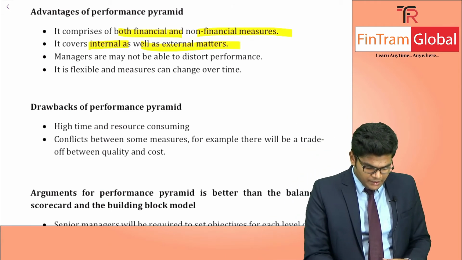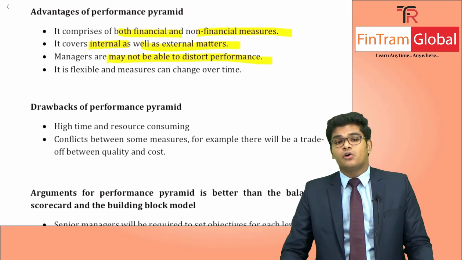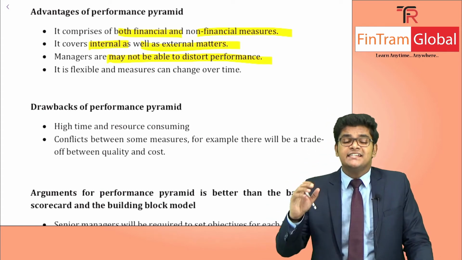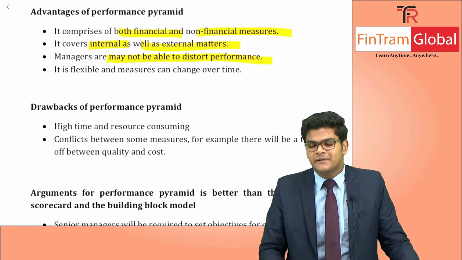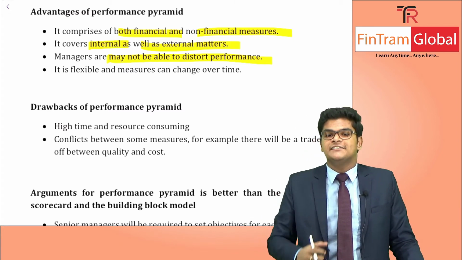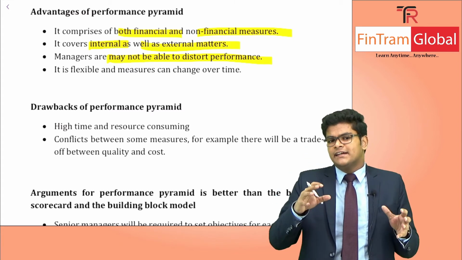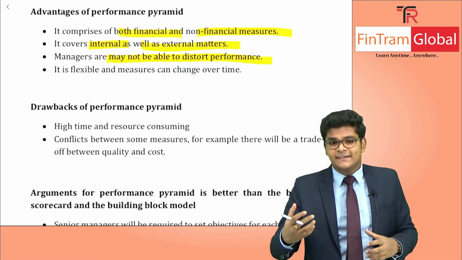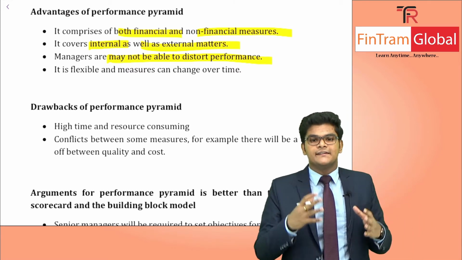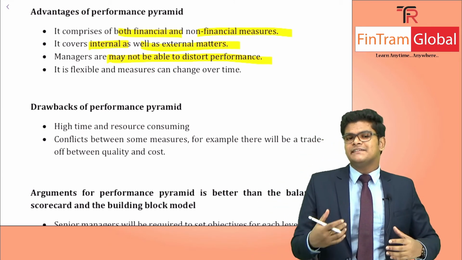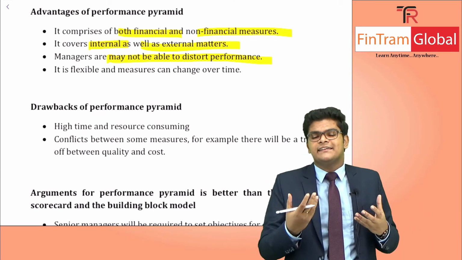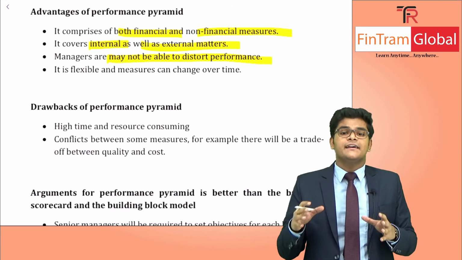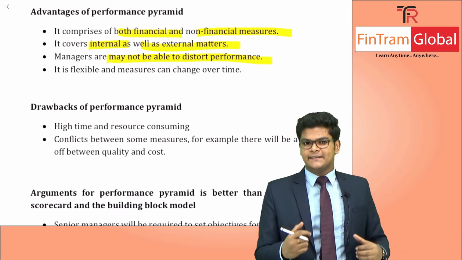Secondly, the managers may not be able to distort performance. Okay, so why exactly would that happen? Because each level within the performance pyramid is interrelated to the others. So if you, let's say, try to distort any performance measure at the lower level, then that would be reflected at the top or any other levels as well. Okay? It will be easily identifiable if there are any distortions here, because each item is connected to the others. That's basically the idea here.